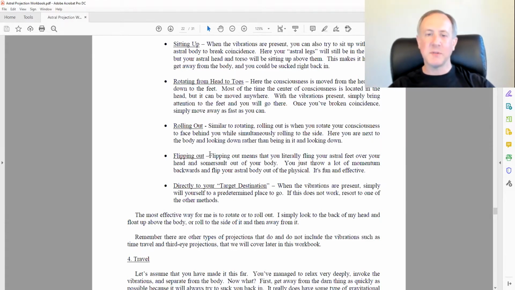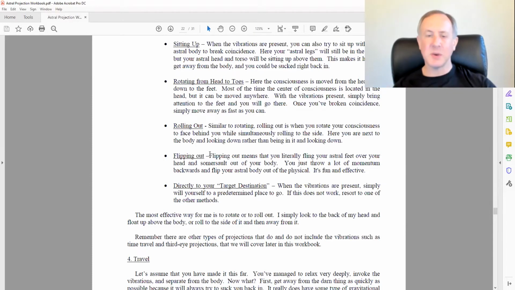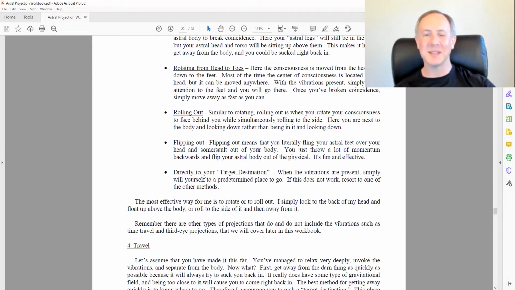So rolling out is preferred. If that's not quite working, honestly, the vibrations are just not strong enough. But you could always choose one of the other methods that you want to practice with, and eventually you want to experience all of them, so keep practicing. And then you can go directly to your target destination.